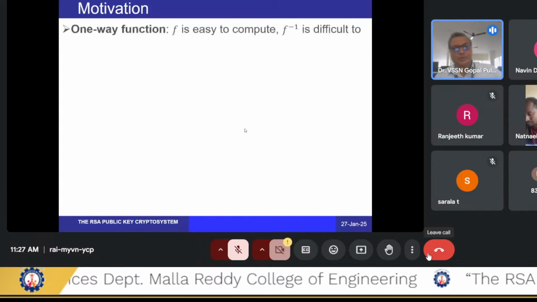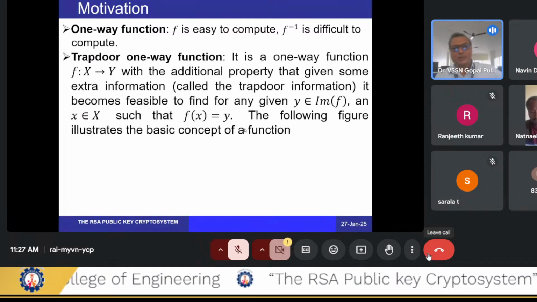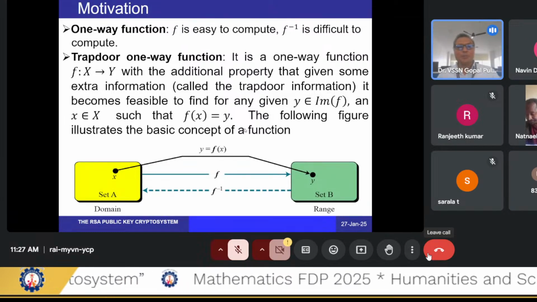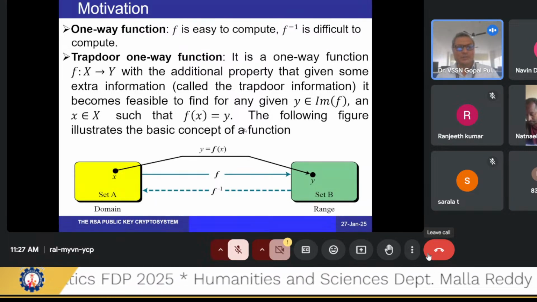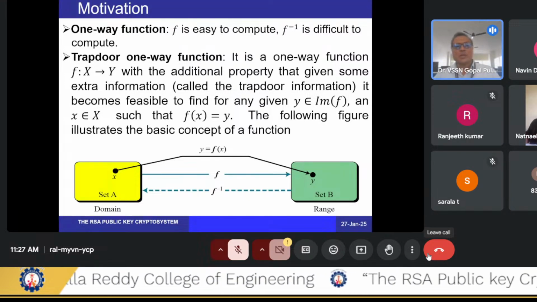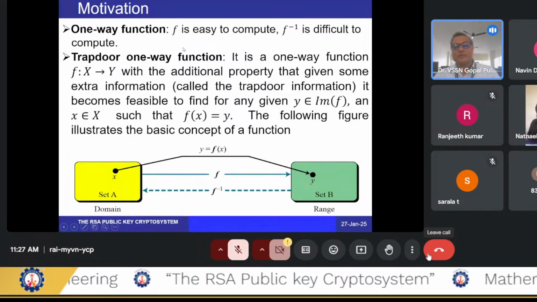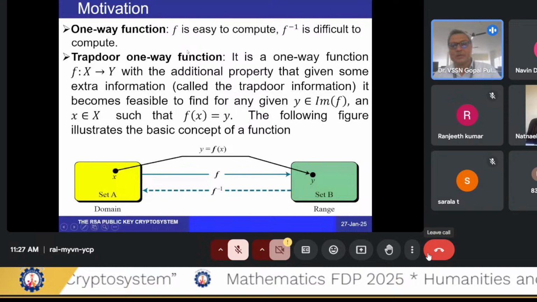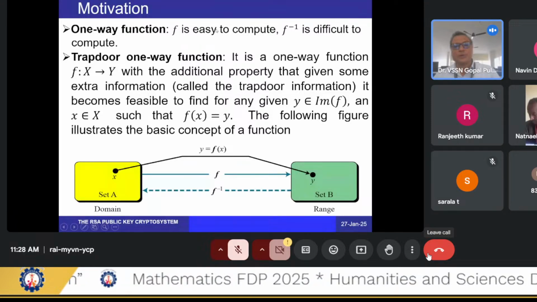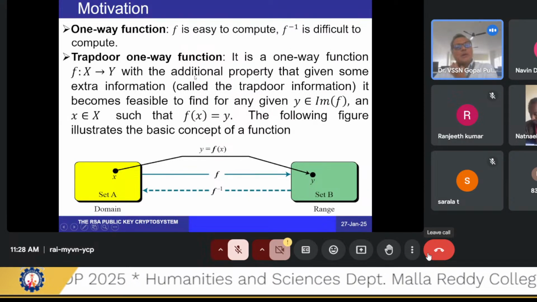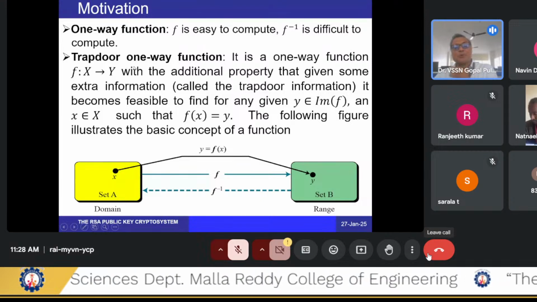Motivation. One can observe that two particular functions are of great importance in the study of cryptography. The first function is the so-called one-way function. By a one-way function we mean a function whose inverse is difficult to compute. So f is easy to compute, whereas its inverse is difficult. And the other is the trapdoor one-way function.